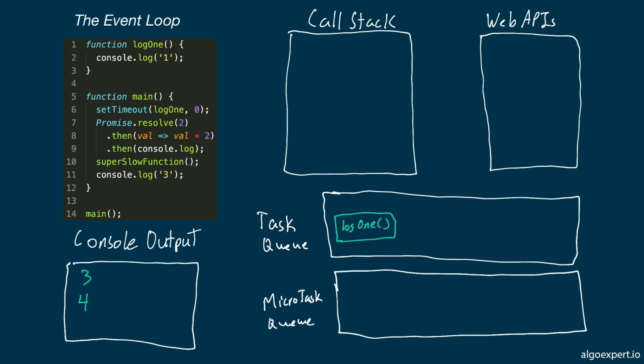move on to the next step of the event loop. The browser would render again if it needs to. Then log1 can finally be added to the call stack from the task queue.